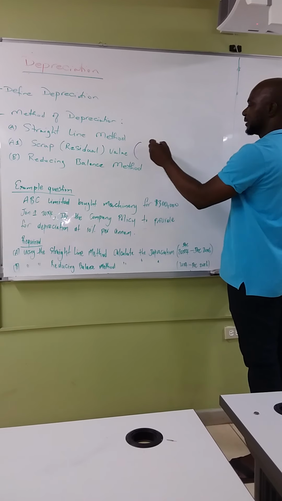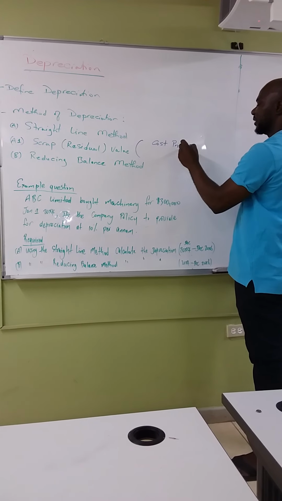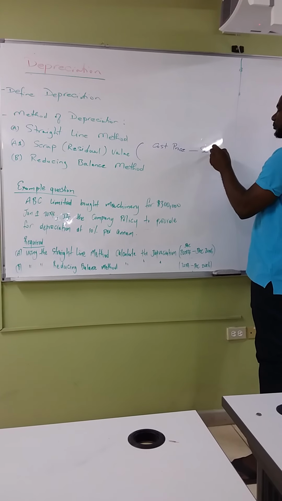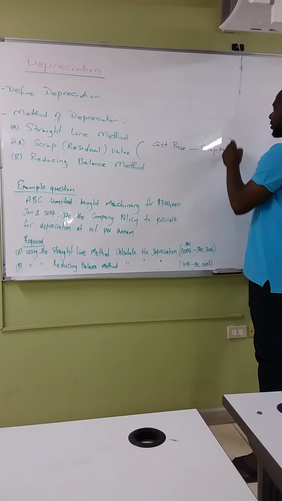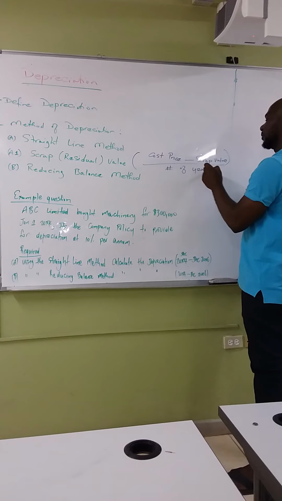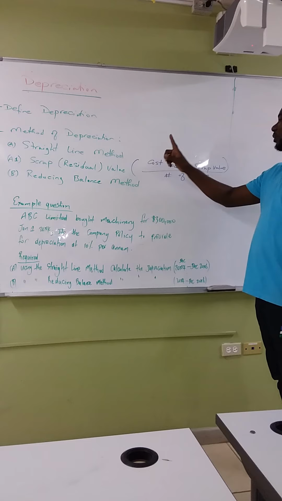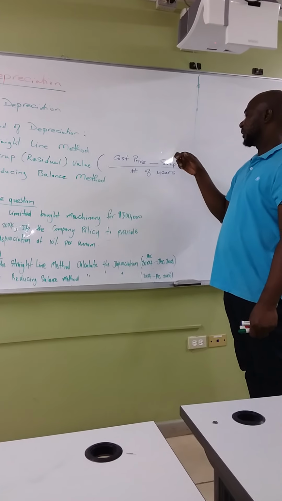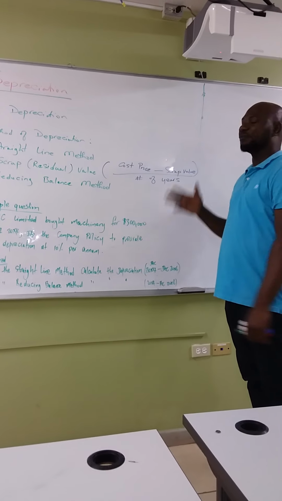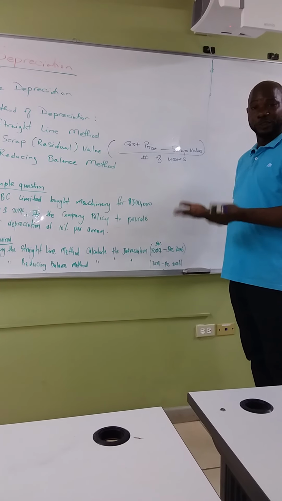Now the formula for calculating scrap value is your cost price, meaning the cost price of the asset, minus your scrap value, divided by the number of years. So when you look at the question, you need to see if you find the cost price. Then you look to see if they have the scrap value. Now, what's the scrap value here by definition? Scrap value by definition is the value of the asset after its useful life. So what you believe you can pretty much get for the asset after you finish with that asset.